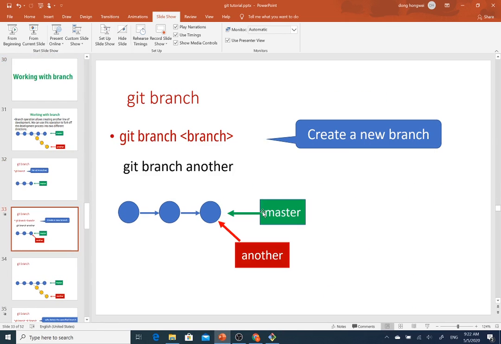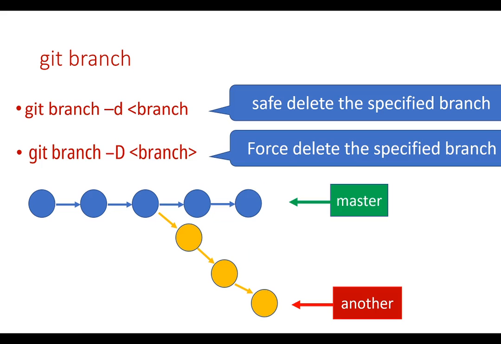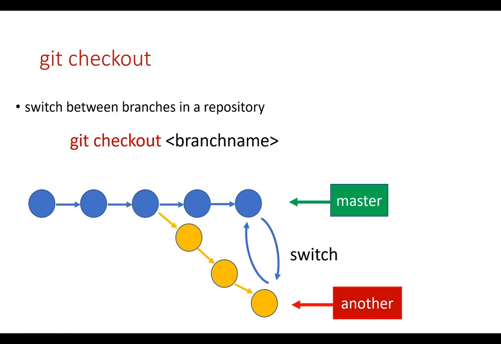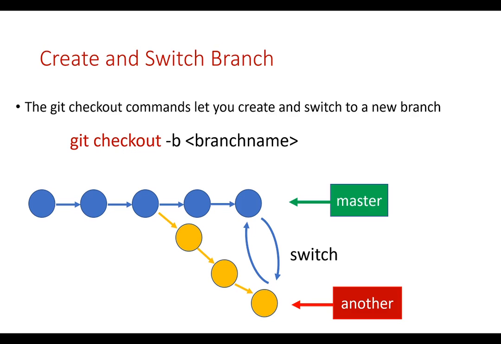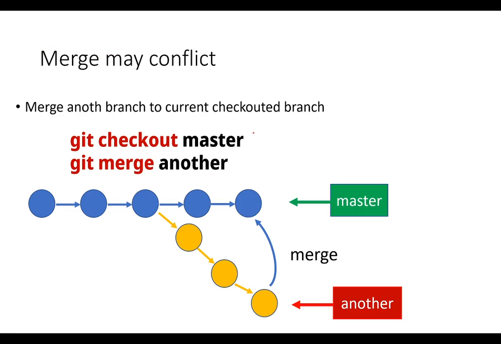We use git branch to list all the branches or create a branch. We use this option to delete branch, or we use checkout to switch branch. Checkout can also create a branch and switch a branch. And we can use git merge to merge another branch to the current branch. If there is a conflict, we should manually solve the conflict and then use the merge tool.